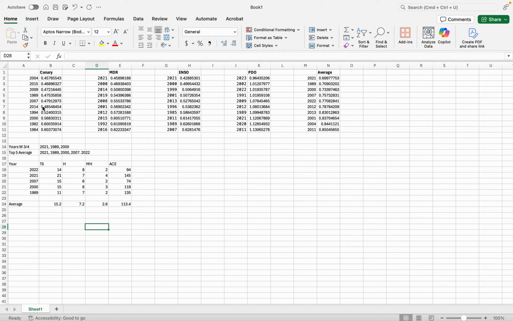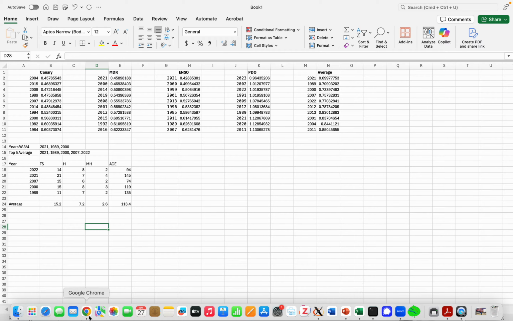Five analog years popped up, because three years matched in three of the four categories. And when I also looked at the average across all the different metrics, two other years popped in as well: 2021, 2022, 1989, 2000, and 2007. So those are the five years.